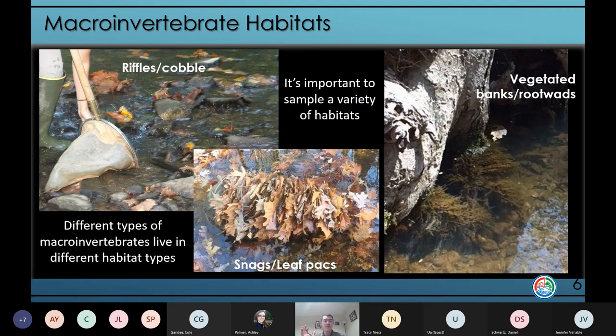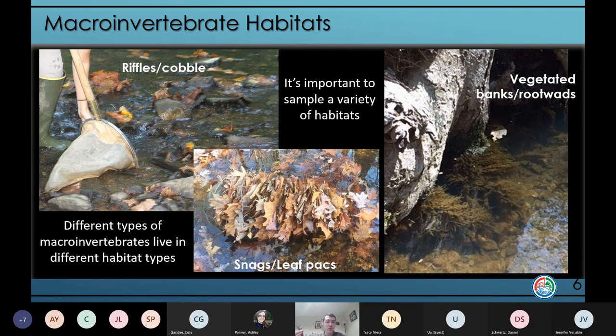And so, macroinvertebrate habitat. I talked a little bit about this. Most of them like cobble or riffles. So we spend a lot of time, if we go to a river to collect benthic macroinvertebrates, we'll often do a lot of cobble or riffle habitat. And that is because that is where the most oxygen in the water is.